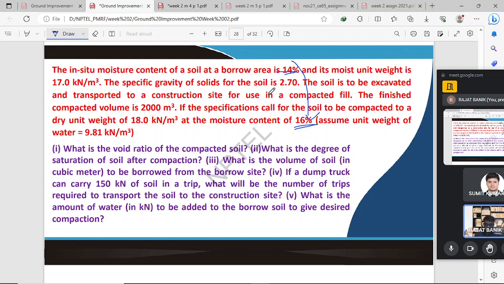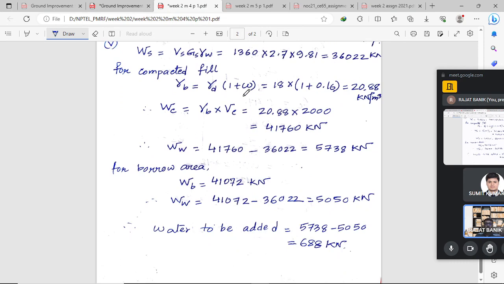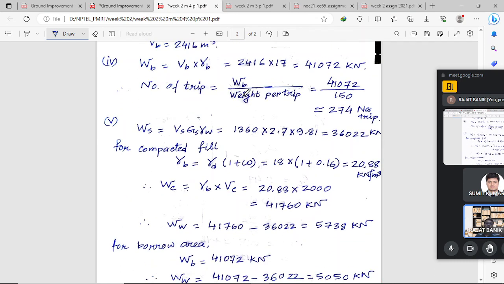To find that out, we apply the simple water content formula, that is weight of water by weight of solid. So first we try to find out the weight of soil solid, which is constant for a particular site, because the particle mass is not reducing. Only the void between the soil is reducing. So the weight of soil solid is always constant.